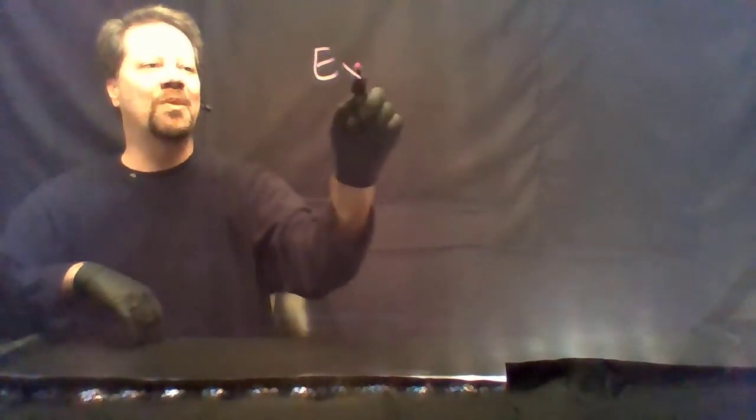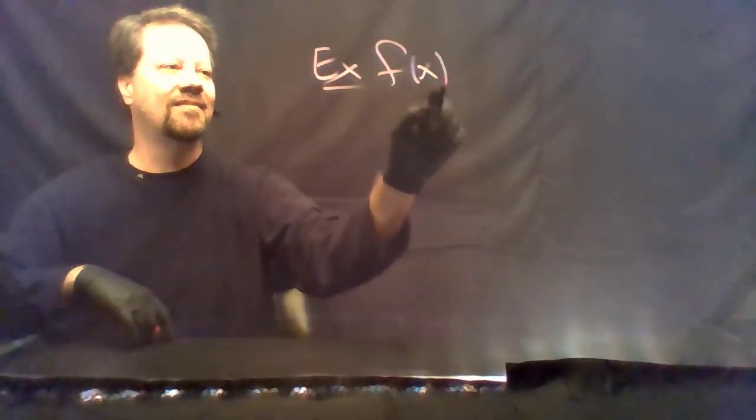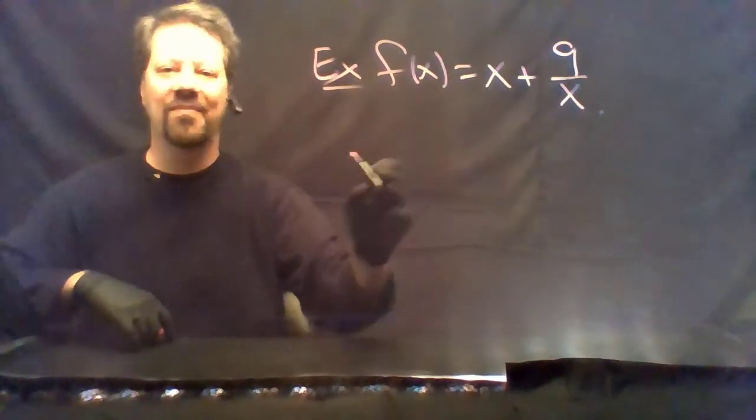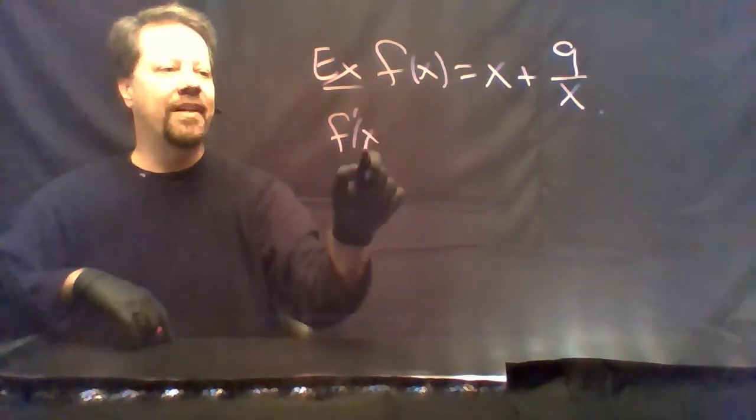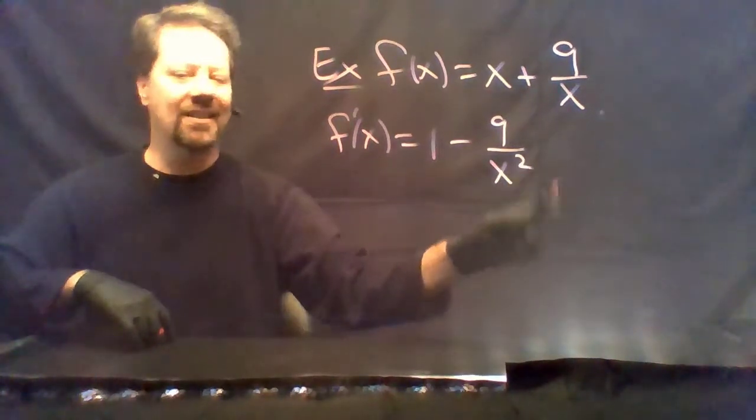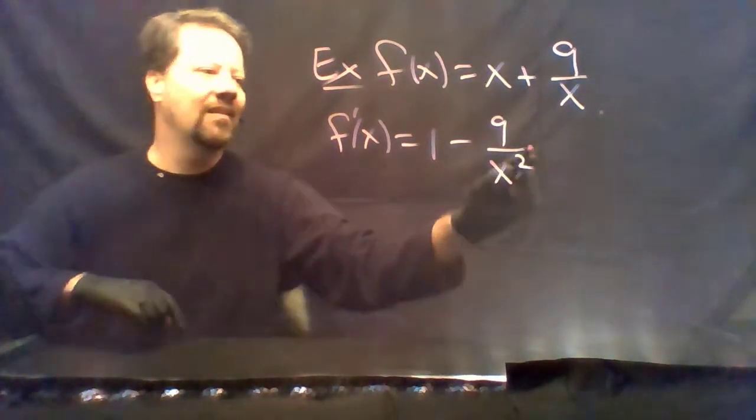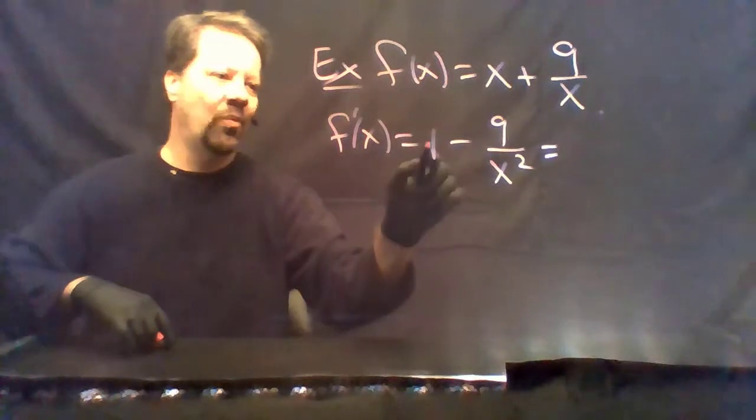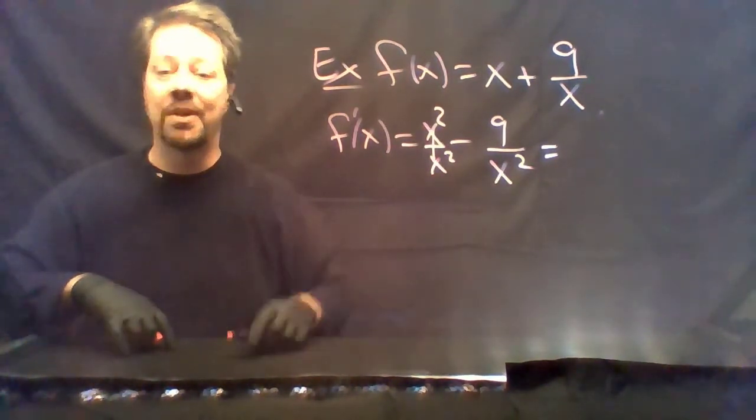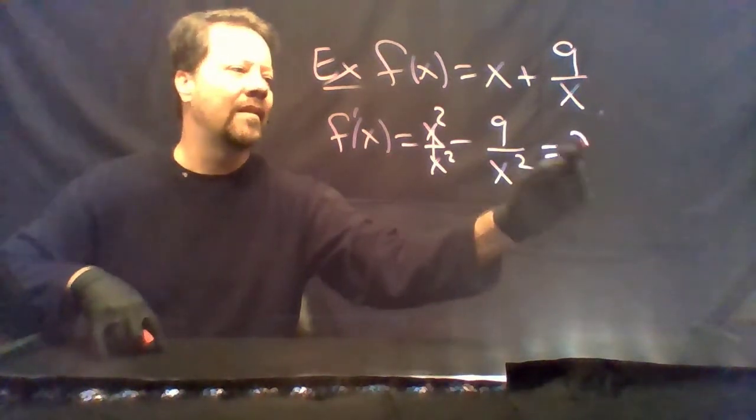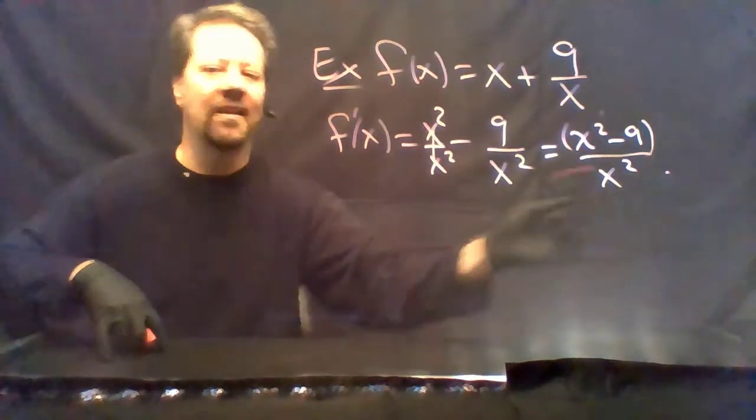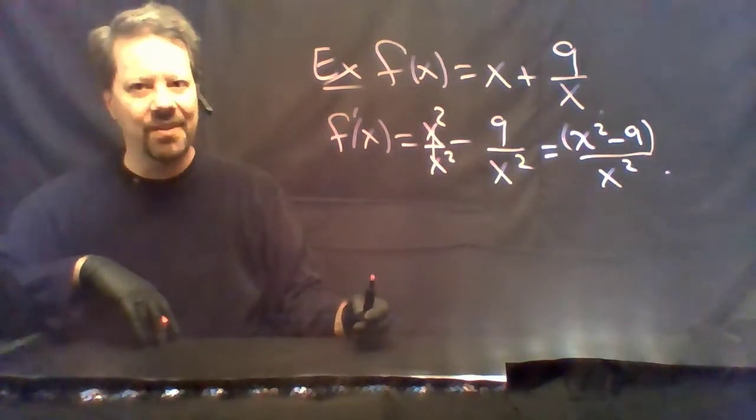Let's try another example. x plus 9 divided by x. The derivative is 1 minus 9 divided by x squared. Notice that 1 is x squared over x squared. We're subtracting fractions. We should find a common denominator. This gives us x squared minus 9 divided by x squared. Where are the critical points?